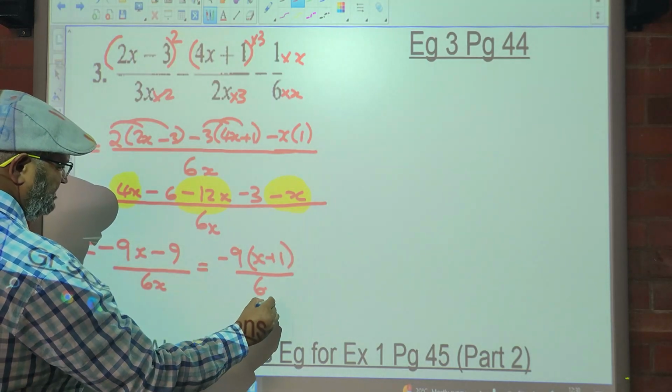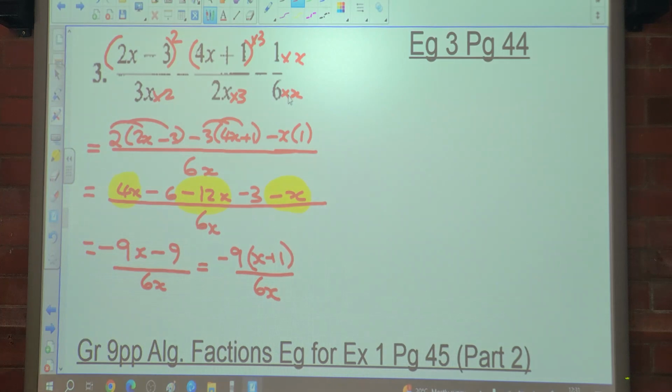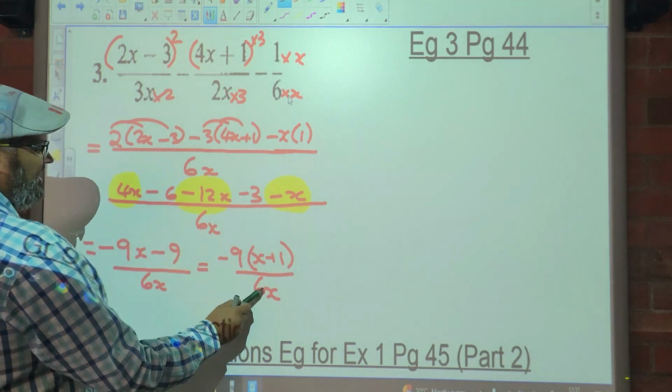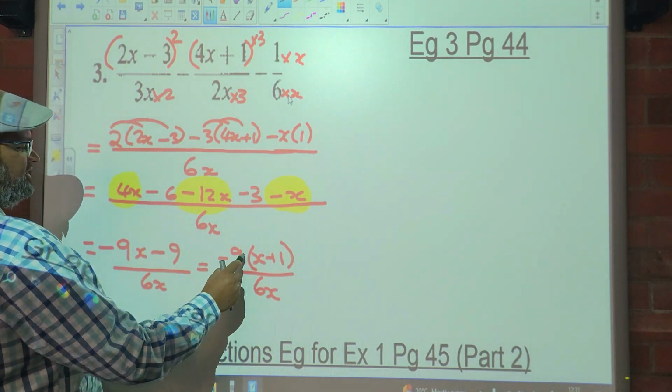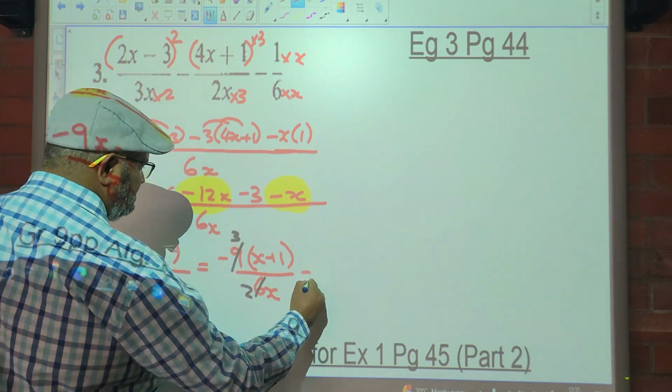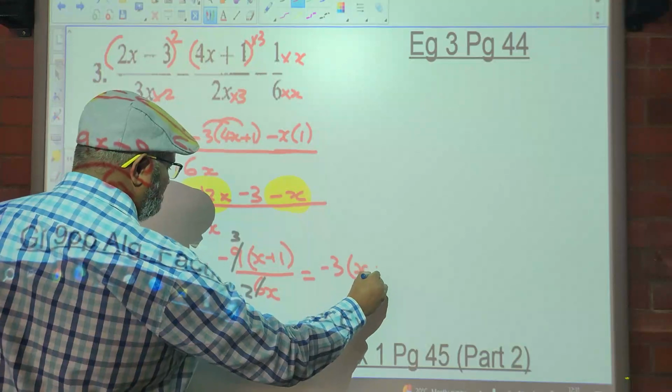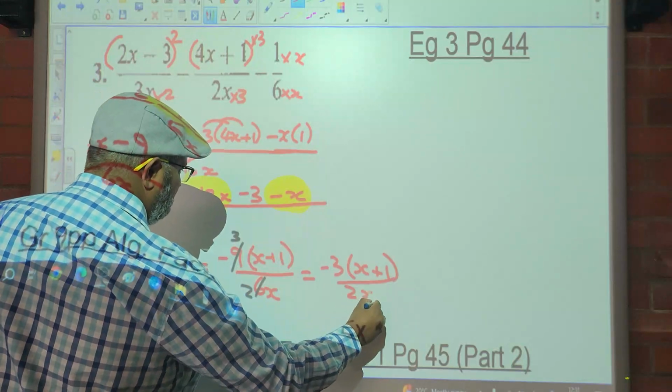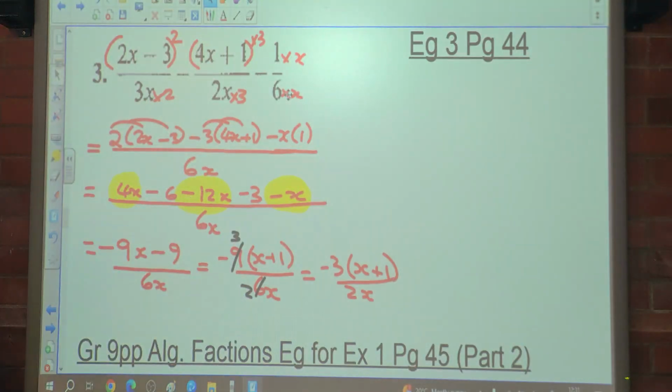So what have we left with? Thank you. So you got negative 9 into x plus 1. Now what? What can cancel? What number goes into 9 and 6 without remainder? So 3 goes into 9 thrice, 3 goes into 6 twice. So the answer is negative 3 into x plus 1 over 2. Okay. Any confusion there?